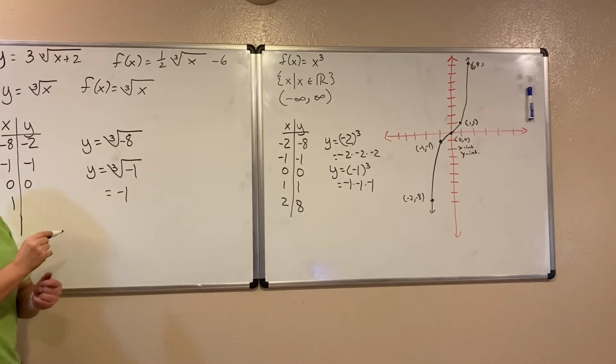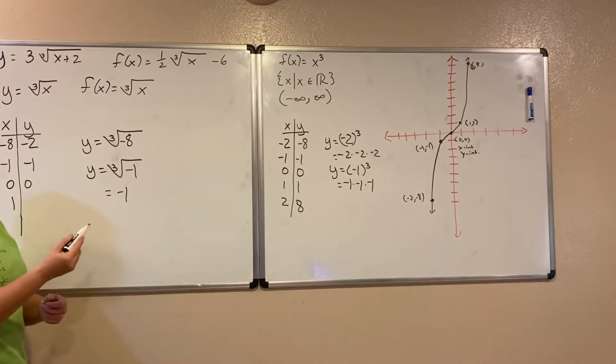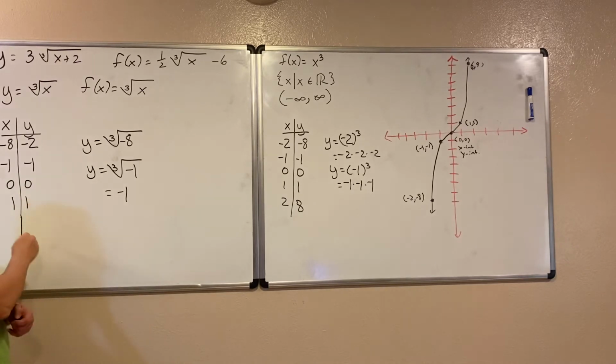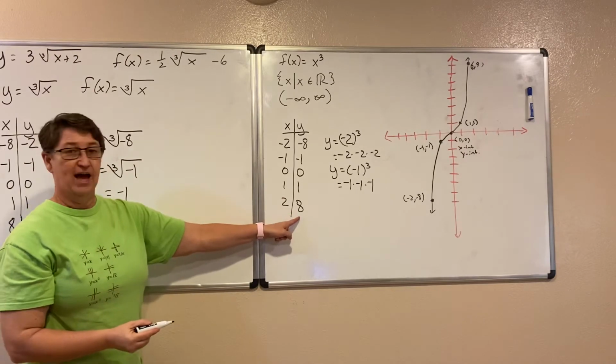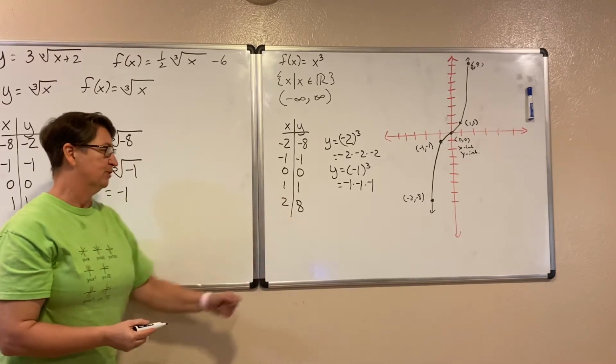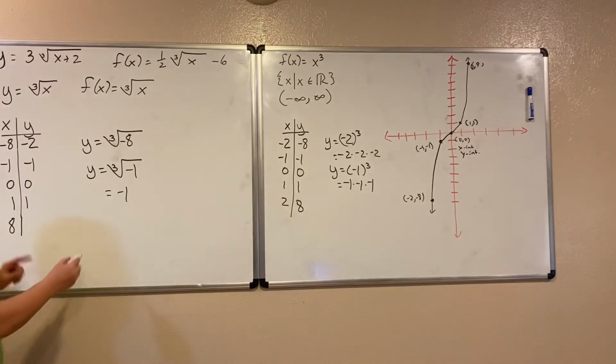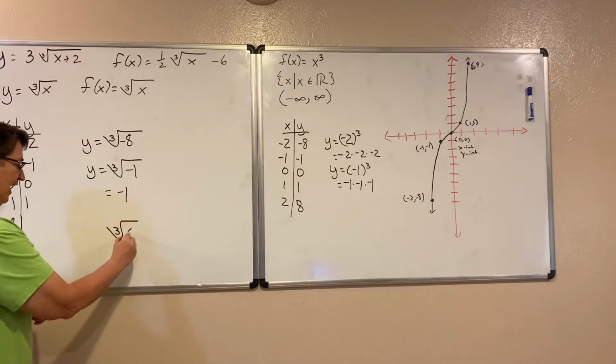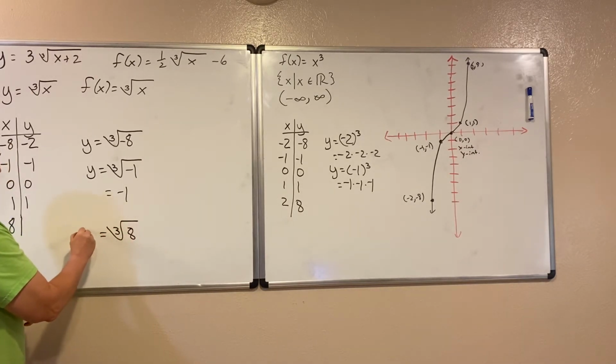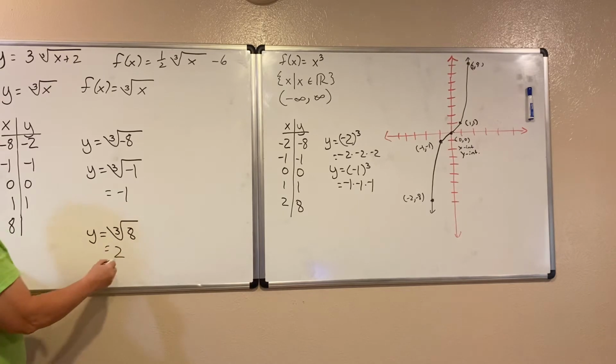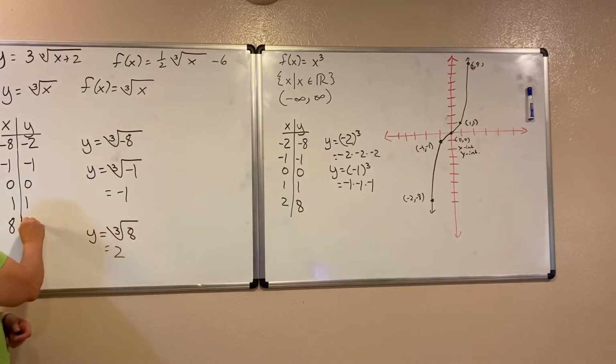1 is a nice perfect cube. 1 times 1 times 1 is 1. And then for my 5th value, I'm going to use 8. That output that we had here becomes my input here. And the cubed root of 8 is equal to just 2, because 2 times 2 times 2 equals 8. So this gives me 5 values that I can now graph on my function.